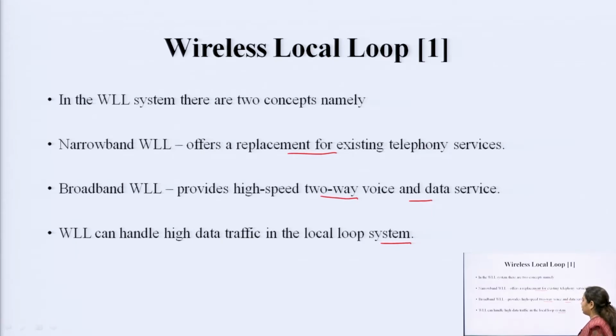So, there are two types of WLL, narrow band and broadband, where narrow band has replaced the existing telephony services, which means it has replaced the copper wires that are used for delivering voice signals. In case of broadband, it will also provide voice and data transmission, which was the main aim of first generation, and it is also used to deliver data services, and it can handle high data traffic.